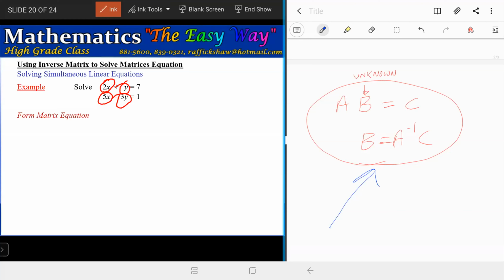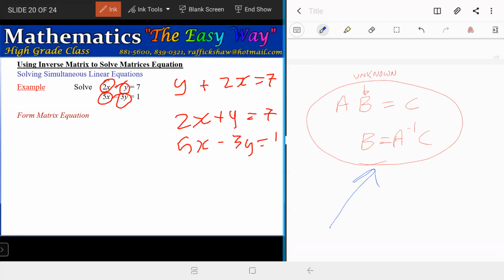So if they put the y value first and put y plus 2x equals 7, you have to change it around and write 2x plus y equals 7. Then you put it with the 5x minus 3y equals 1, and you throw that one away and work with these two. That's all I'm saying. Make sure the x value comes first and the y value comes second in the two equations. I'm going to show you why that is important just now.